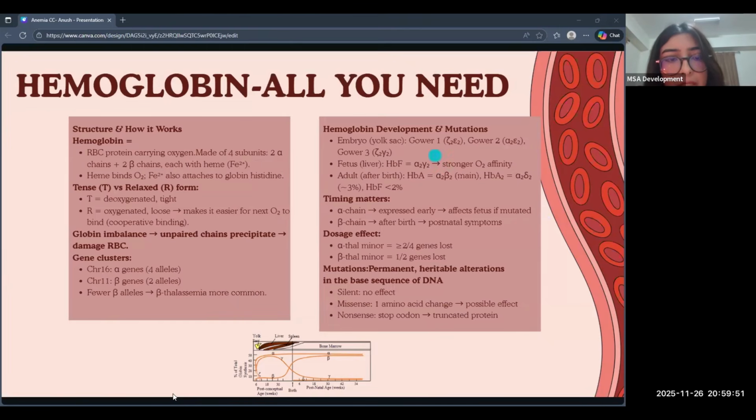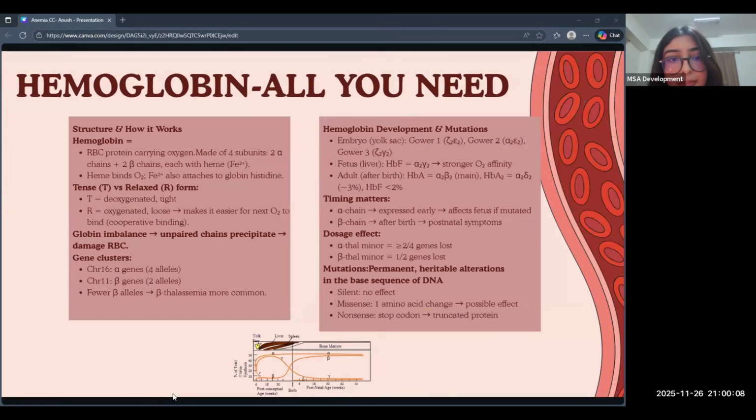Now, let's talk about the second box. So we have hemoglobin development and mutations. So in an embryo or in the yolk sac, which is basically the first 3 months, we have these types. So we have Gower 1, which is the first hemoglobin made in the embryo, then 2 and 3 and so forth.